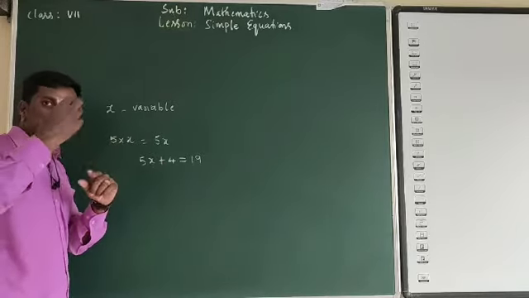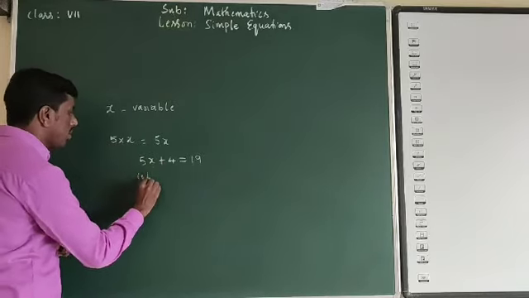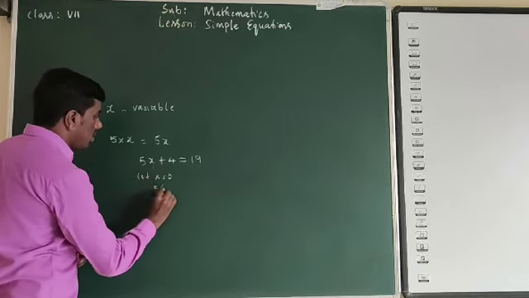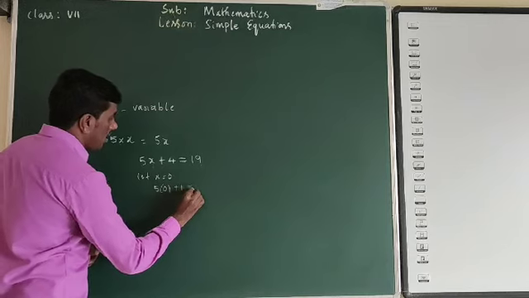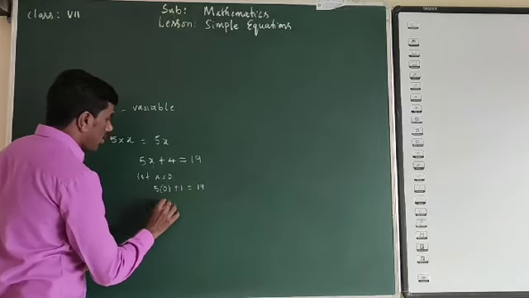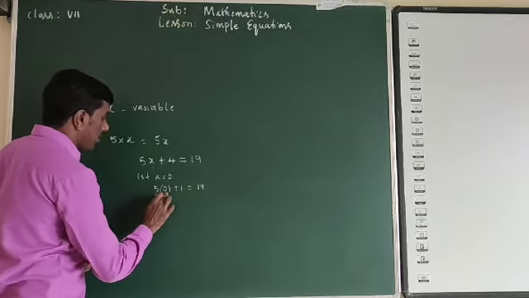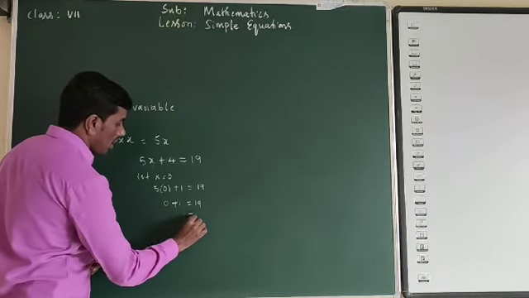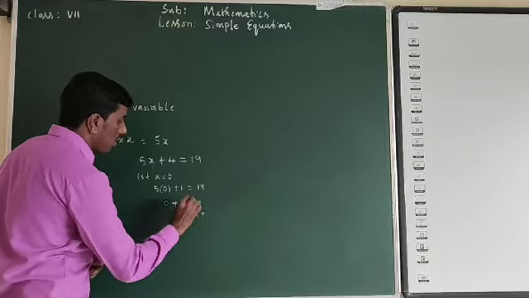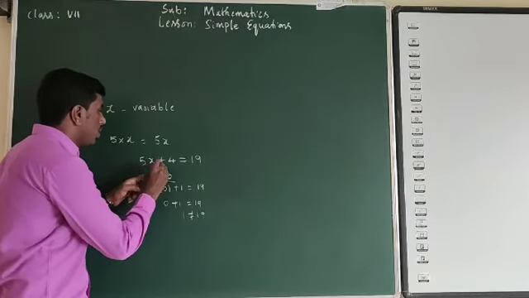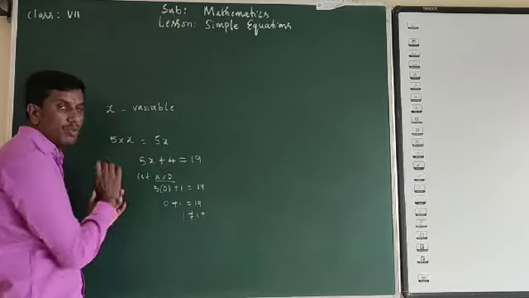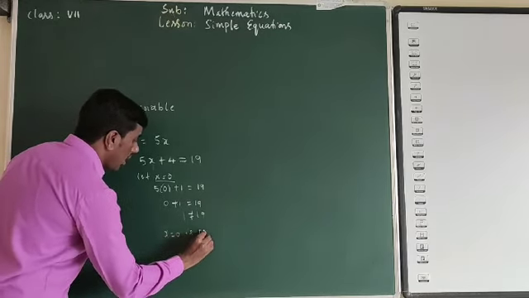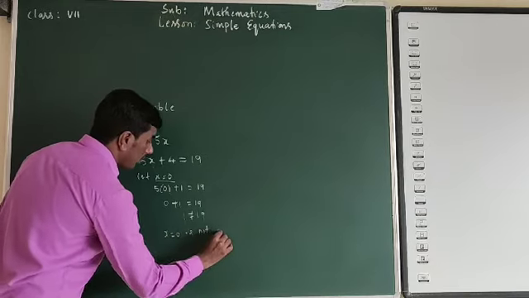Let me go with the same trial and error method. Let x be equal to 0 in this equation. Then 5 into 0 plus 4 is equal to 19. Anything multiplied by 0 is 0, so 0 plus 4 is equal to 4. RHS is 19, and 4 is not equal to 19, so x is equal to 0 is not a solution of this equation.